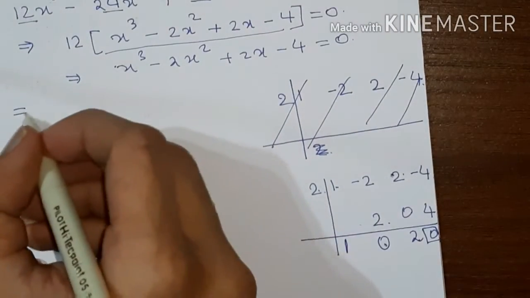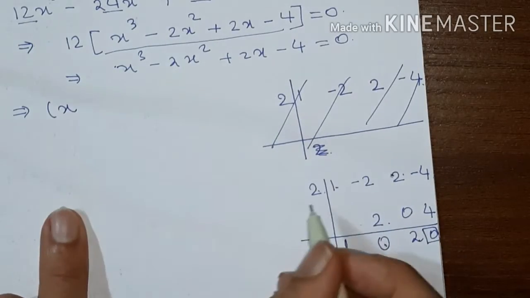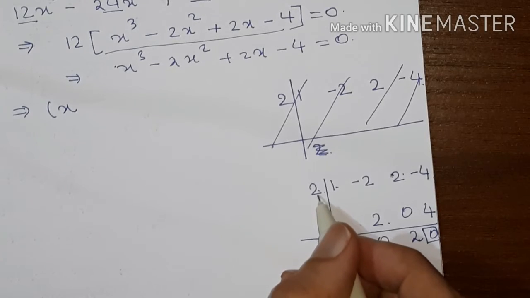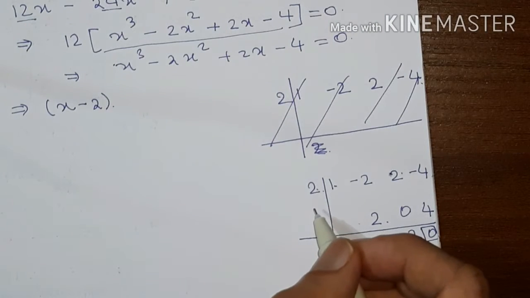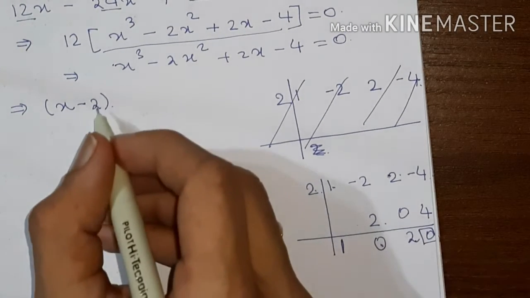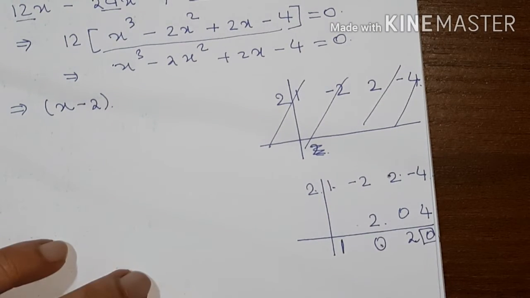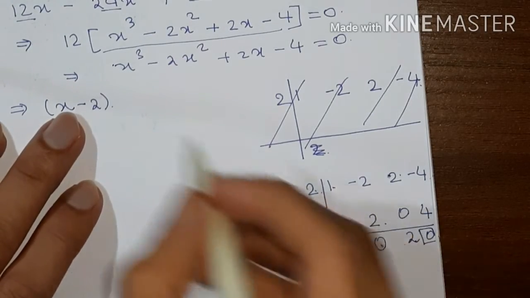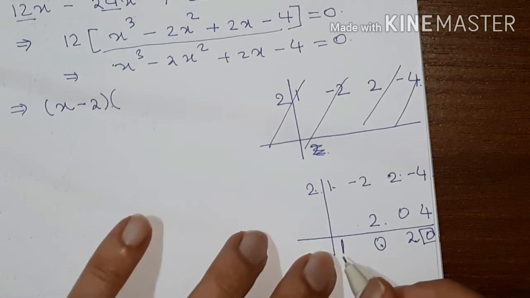So now the factor will be what? The factor will be x and the number which has the opposite sign to this number. That is minus 2, right? So if it is 2, then it is minus 2.